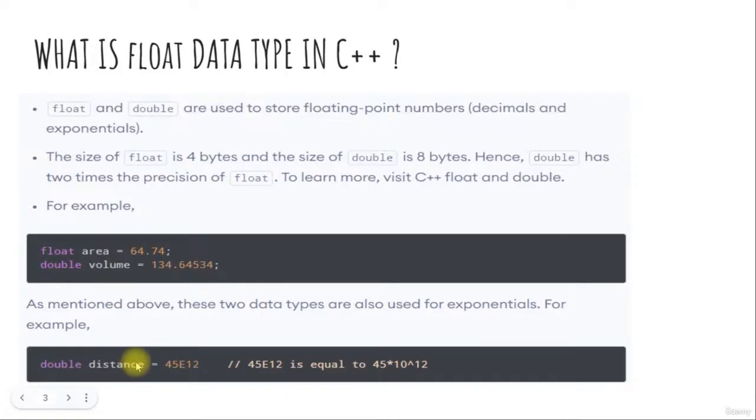Now, as already discussed, the rule is before writing the name of the variable, you have to first mention the type of the variable. So the type of the variable is double. So distance is the name of the variable and it is of the type double, and on the right hand side of the equals sign, we write the value that we want to store into that distance variable. So 45e12 is basically 45 into 10 to the power 12. So e is used as an exponential symbol, so this basically means 45 into 10 to the power 12. So this is the mathematical meaning of the statement written over here.